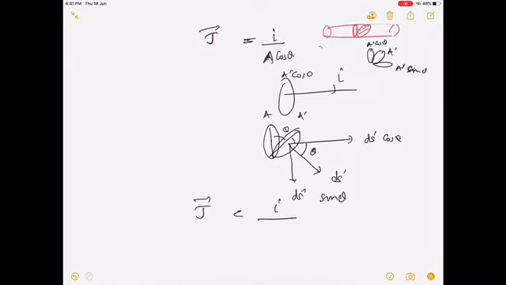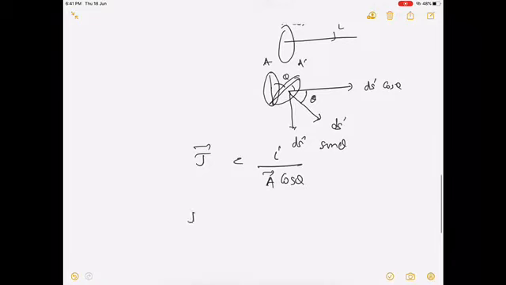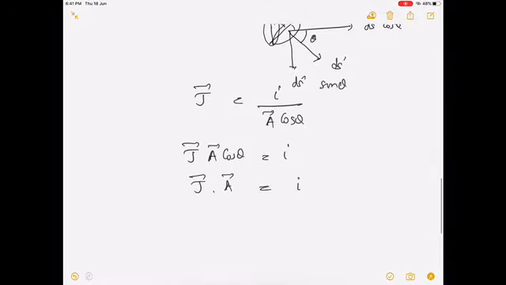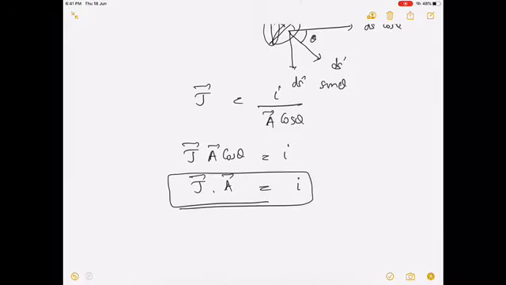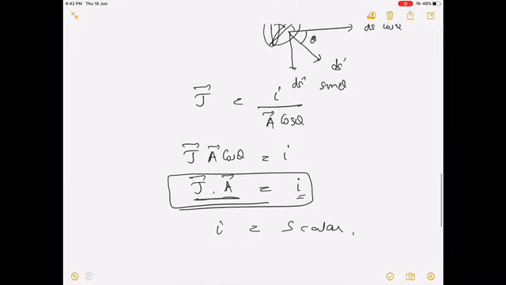of normal vector. So again, by the same principle, J is equal to I upon ds cos theta, or you can write A cos theta, A in the form of vector. Therefore, if we cross multiply, J A cos theta is equal to I, or you can say J dot A, dot product of current density and area vector gives current, and we already know dot product is a scalar product. Answer is a scalar quantity. So again, I is a scalar quantity and this is dot product.